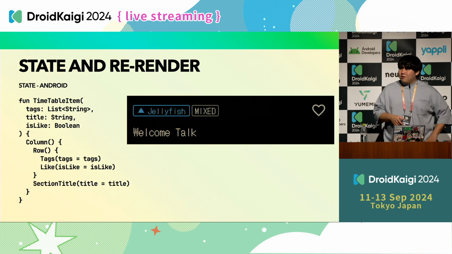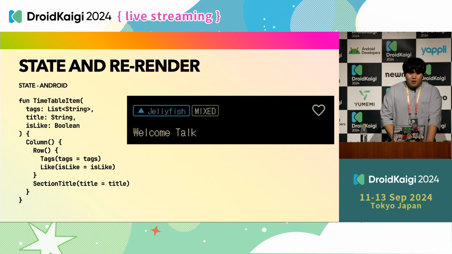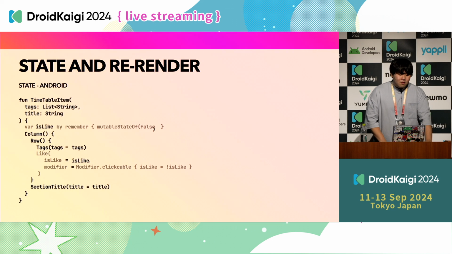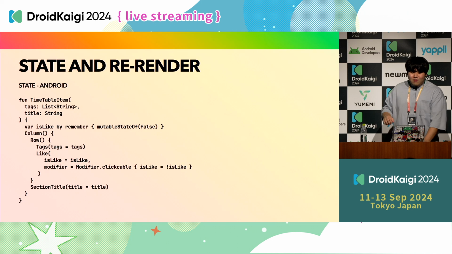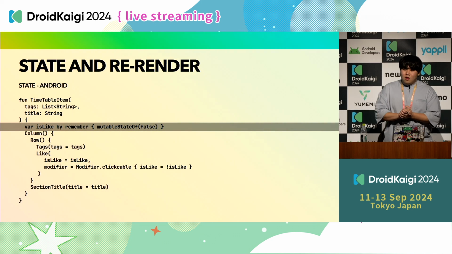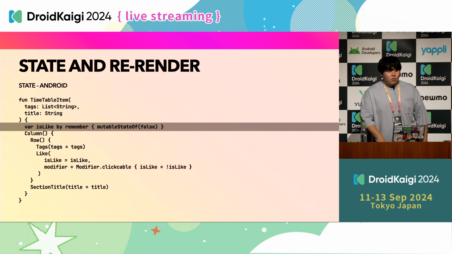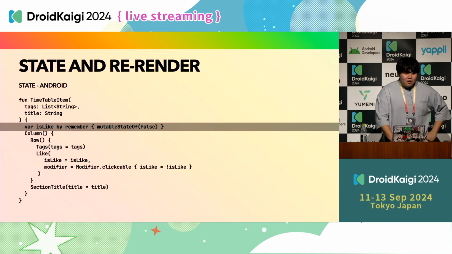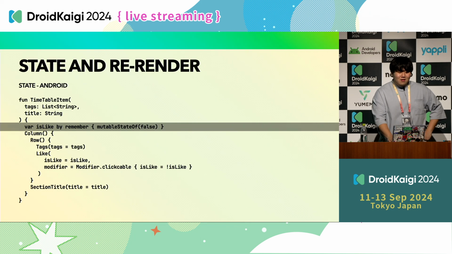We saw the timetable item earlier, and now I will add some code to change the state of the like icon. There is a slight change in the code, so let's focus on these changes. The most noticeable feature is the isLike state property. In Compose, states are distinguished into MutableState, which allows changes to the state's value, and State, which does not. Since we need to change the state of the like icon, we must use MutableState.